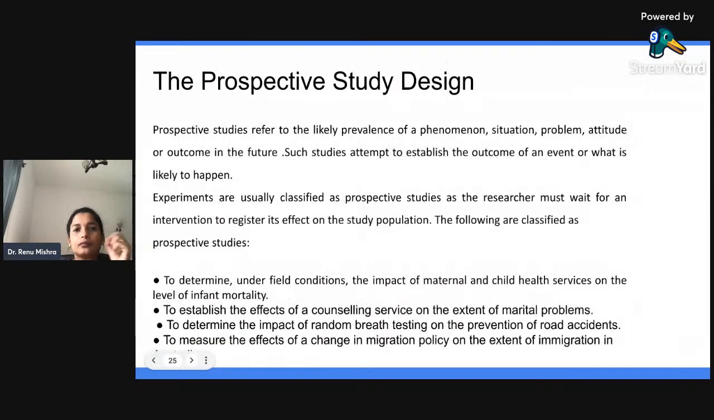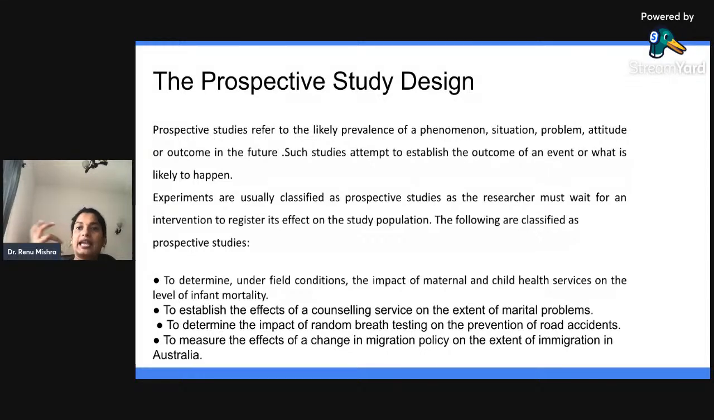All right, then prospective study designs. Understand the terms which I'm using; the word itself explains it. Prospective study design addresses the phenomenon, situation, or outcome in the future. What will be the probable outcome in the future? What is likely to happen? The impact, effect, implications.